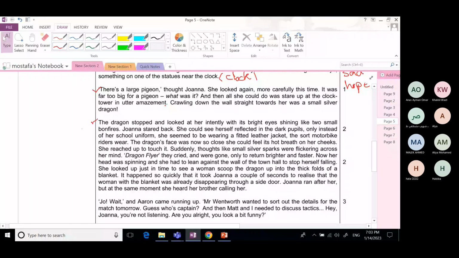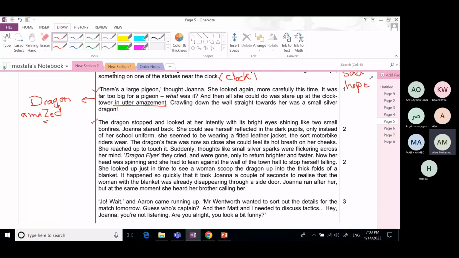Alia, you will read the next paragraph, okay? So here in this paragraph, we could understand that what appeared beside the clock is the dragon. It made her feel what? Amazed or surprised. How do we know? It says here in utter amazement, which means complete amazement. Continue, Alia.